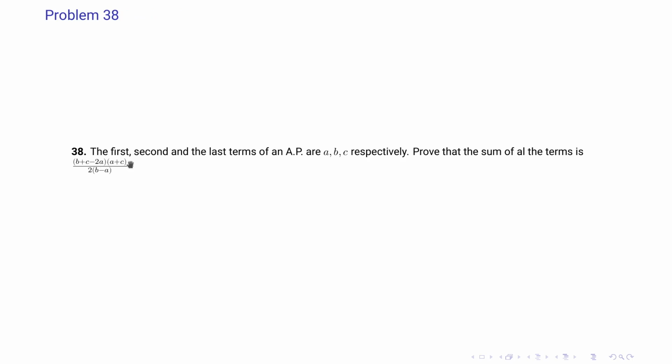Problem 38 says that the first, second, and the last term of an AP are A, B, and C respectively. Prove that the sum of all the terms (there's a typo here, there should be a double L, all the terms) is (B + C - 2A)(A + C)/(2(B - A)).